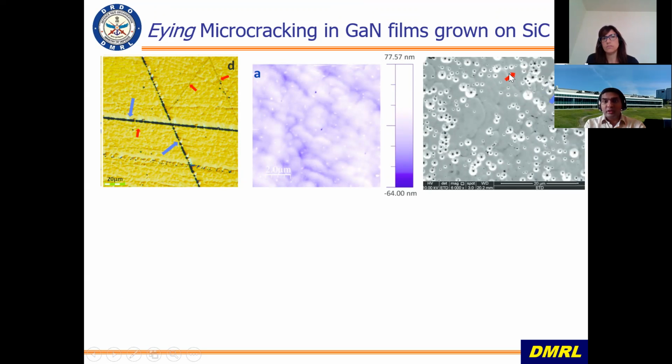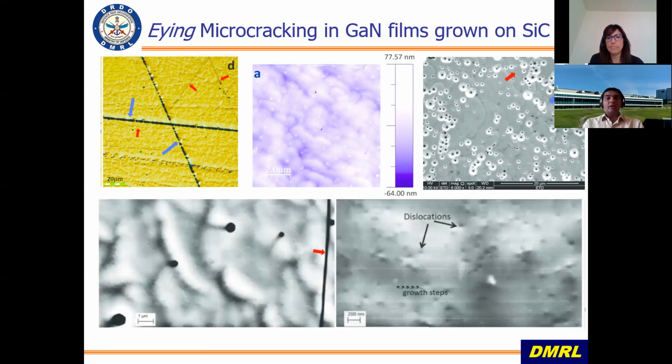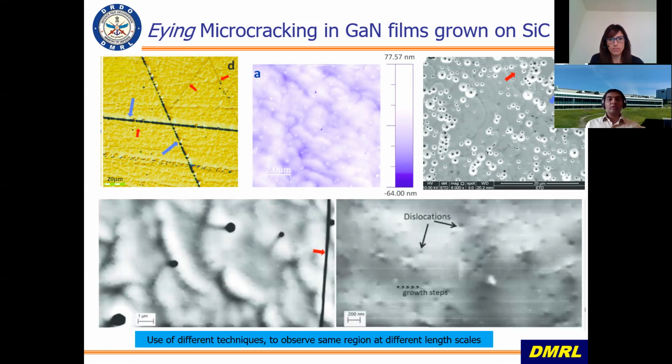What we observe here, the red arrow shows the micro cracks and blue are showing certain other type of features that are seen on the surface and which could have been formed by incomplete coalescence of the islands, or rather it seems like this gallium nitride was flowing as islands one over the other and due to incomplete coalescence.